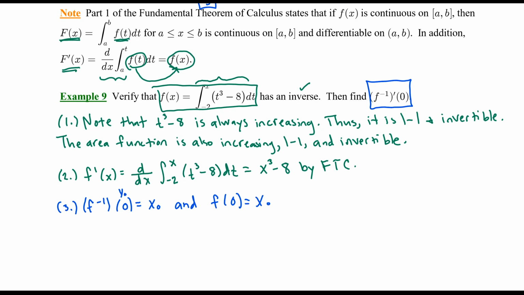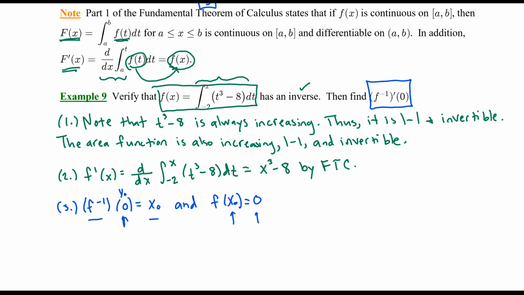Whoops, sorry guys, let me backtrack. Did you catch my mistake? I'm supposed to switch those. F of x naught equals 0. So if the inverse function evaluated at 0 gives me some output x naught, then I'm going to reverse that. F of x naught equals 0.